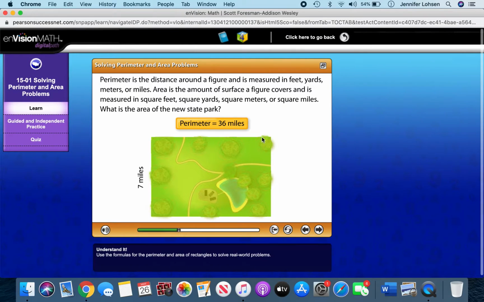Okay, so we have the park here, which is a rectangular shape. They are telling me that the width of the park is 7 miles, and whatever's on one side is going to be on the other side. So I would have 7 here, and a 7 here. But they're telling me what the perimeter is, and we know that the perimeter is when you add up all the sides. So you need to know what these numbers are to be able to add them up. So let's find out how we're going to do that.